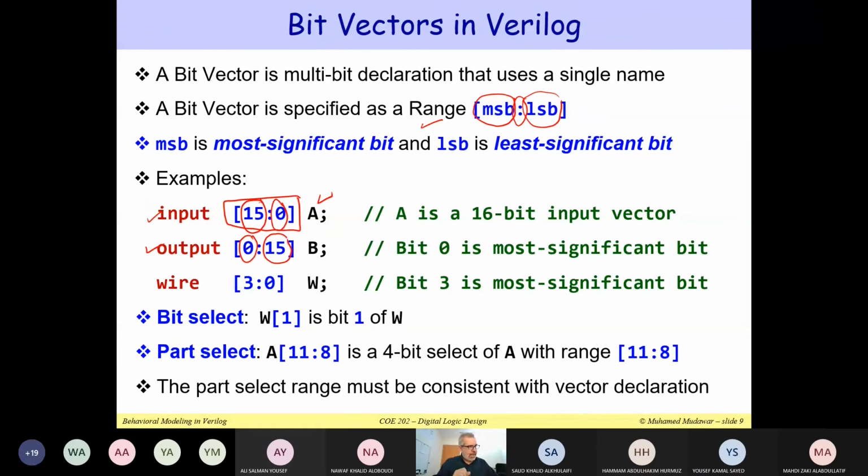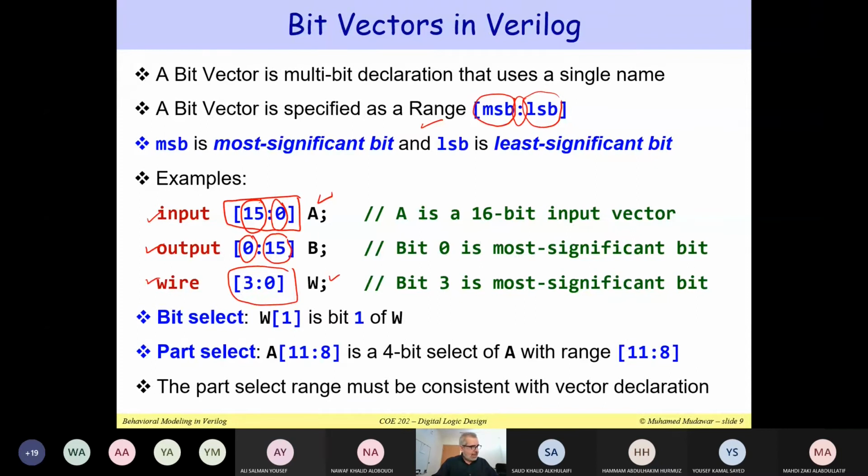Both are allowed in Verilog, but you have to actually indicate which bit is the most significant bit and which one is the least significant bit. You can also have wires as bit vectors. For example, W here, notice that it's a wire, and also it is a bit vector 3 down to 0.